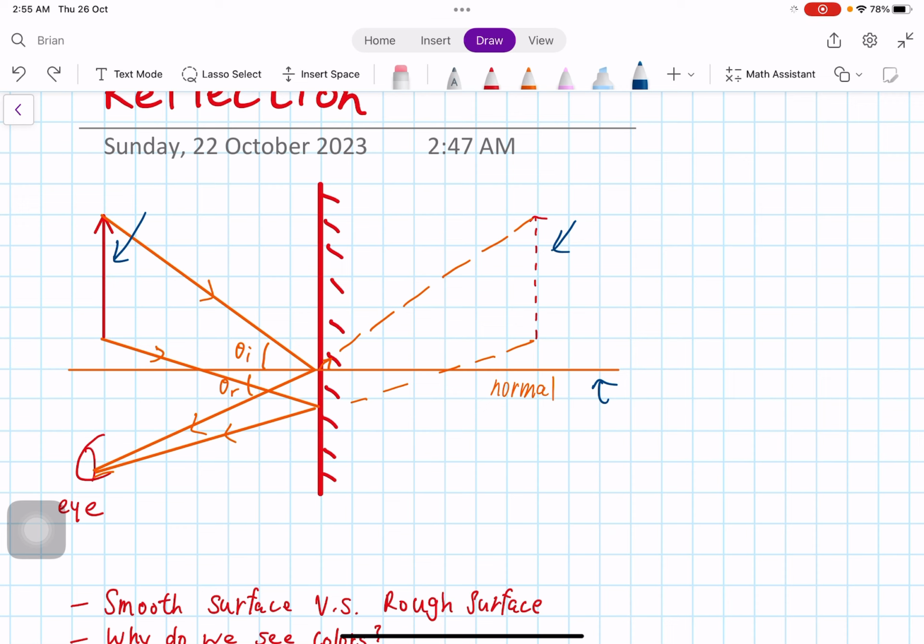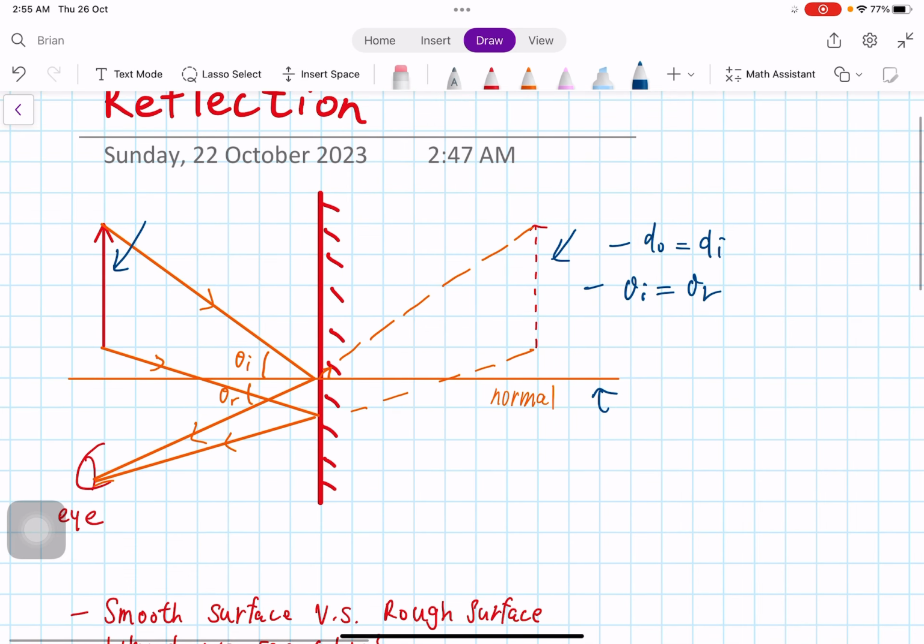So by the laws of reflection, we have two things in mind. The first thing is the distance of the object would be equal to the distance of the image. This is the distance of the object. This is the distance of the image. And the second thing is that the incident angle is always equal to the reflected angle. So we're looking at this angle and this angle. And this angle is measured from the incident ray and the normal. The same goes with the reflected ray and the normal that goes with the reflected angle.